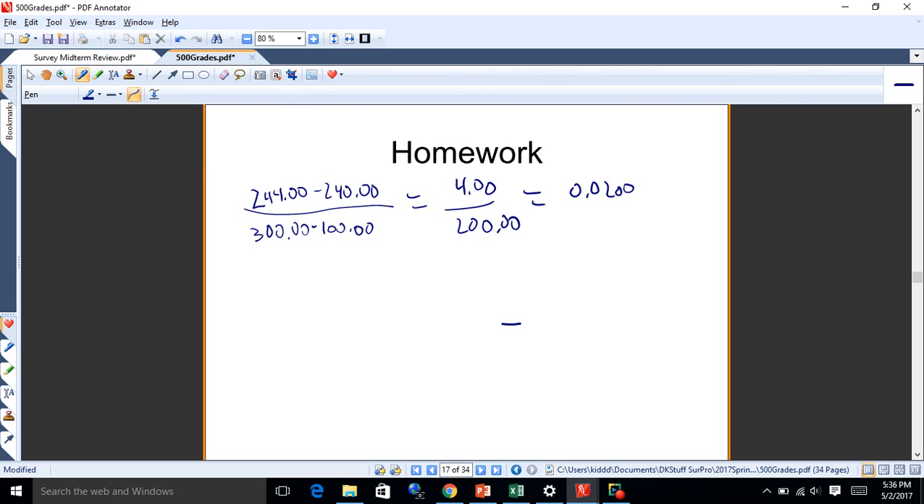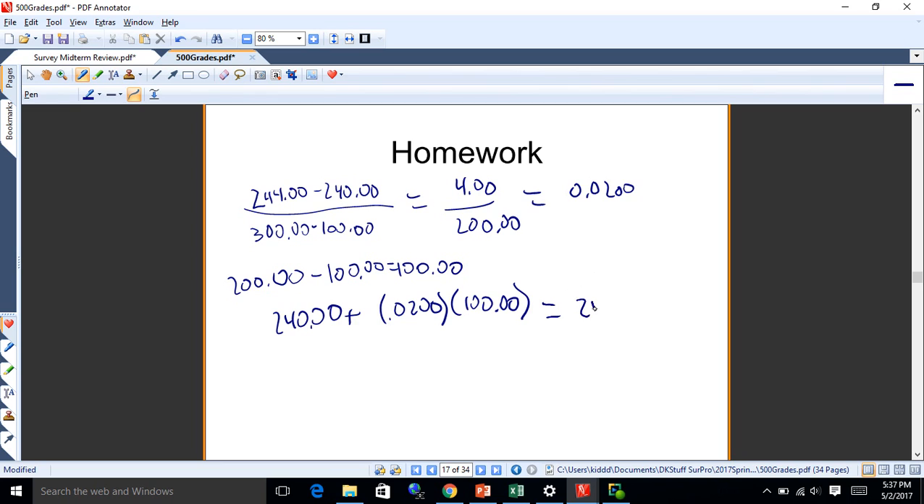Okay, let's find that elevation here. What we've got is we're going from 200. We started at 100, so we're going 100 feet down the road there. Okay, so that's 200 minus 100. All right. So what you would do then is take your initial elevation, which is 240, and then add the grade times the distance. So that'll be 0.02 times 100. And when you get that, what you're going to come up with is 242. All right. So that's the elevation of the road at station 200.